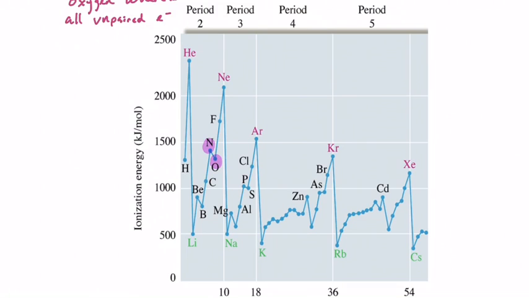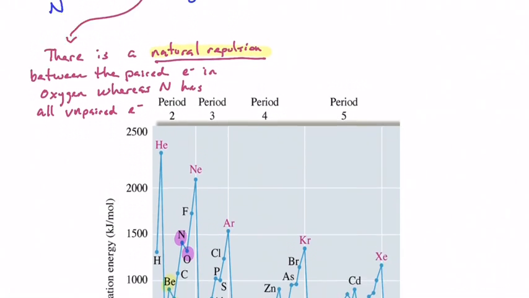So here's my second scenario. Be and B. So it jumps up to Be, then back down to B. Why is that more difficult to remove in Be than in B? Well, let's take a look.